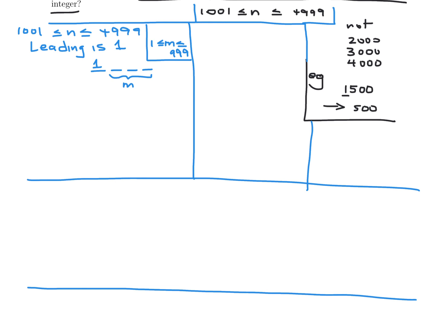Okay, so let's start off with an example. Let's say we have 1,500, just like our example here. I think that'll be sufficient. So that basically is 1,000 plus 500. So this is sort of my M. And in order for this to work, this 500 has to be a factor of the original number.